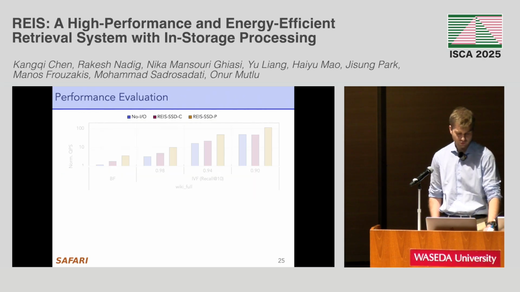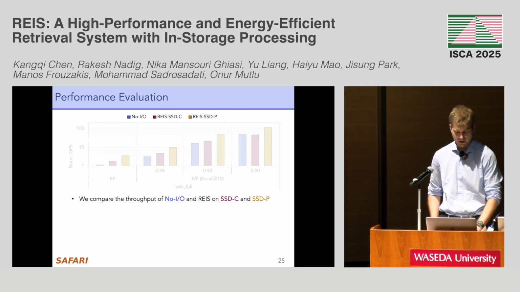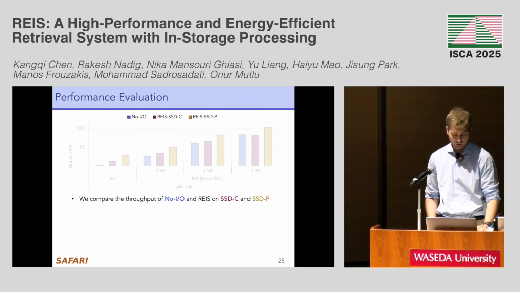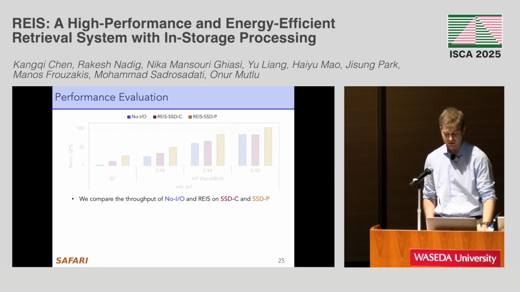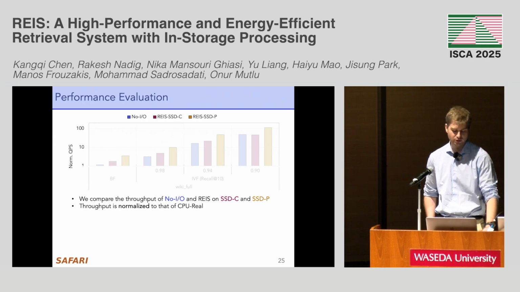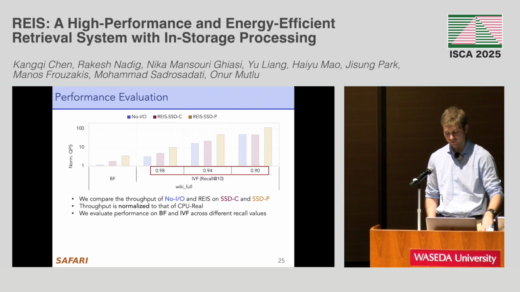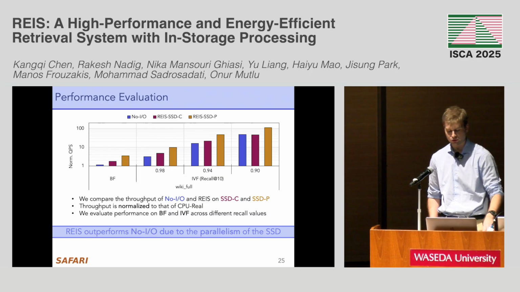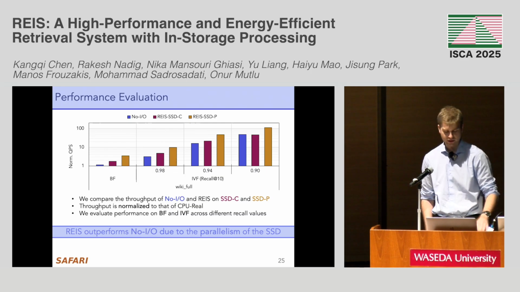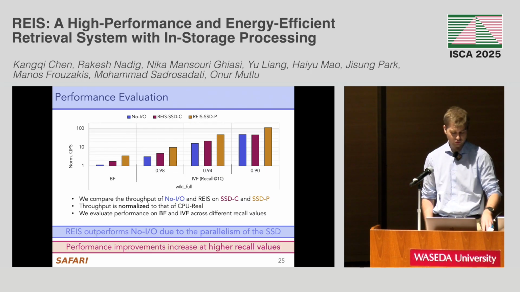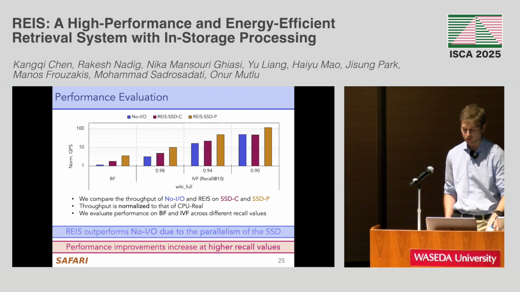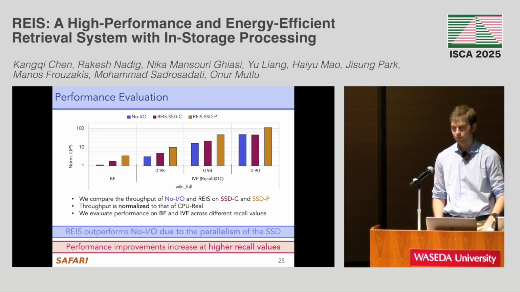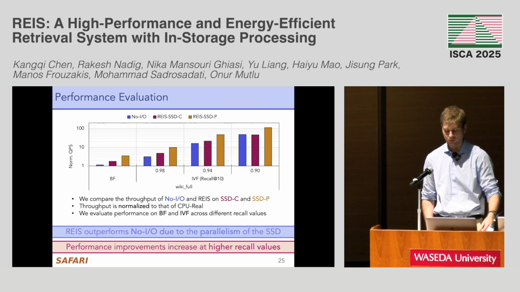For the performance evaluation, we compare REIS to the throughput of NoIO, and REIS uses SSD-C and SSD-P. Throughput is normalized to that of the CPU real baseline, and we evaluate performance on BF and IVF across different recall values. As you can see from the data, REIS outperforms NoIO due to the massive parallelism of the SSD. Also, the performance improvements increase as the recall values increase because that requires more computation, which further highlights the computational capabilities of the SSD.